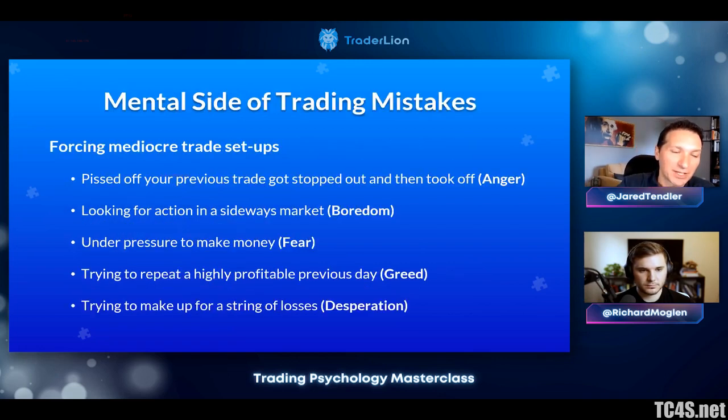Because if we look at just a couple of examples, forcing a mediocre trade setup could happen because you're pissed off because your previous trade got stopped out, so you're basically angry. You could force a mediocre trade setup because you're bored, looking for action. You're feeling fear, the pressure to make money. Or there's greed, trying to repeat a highly profitable day, or you're trying to make up for a string of losses and feeling more desperate. A variety of emotions cause that trading mistake, and every single trading mistake really is like that.